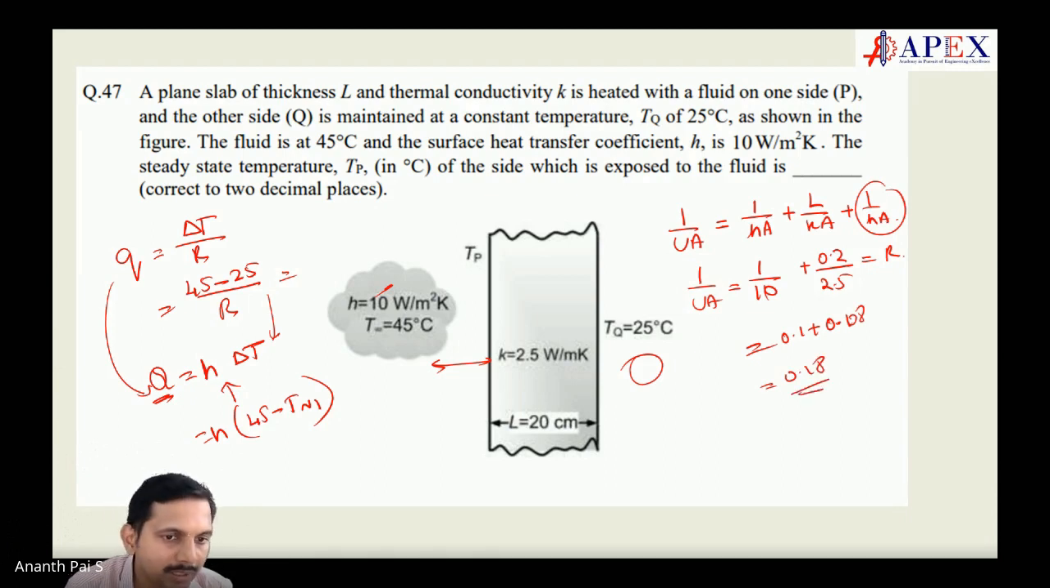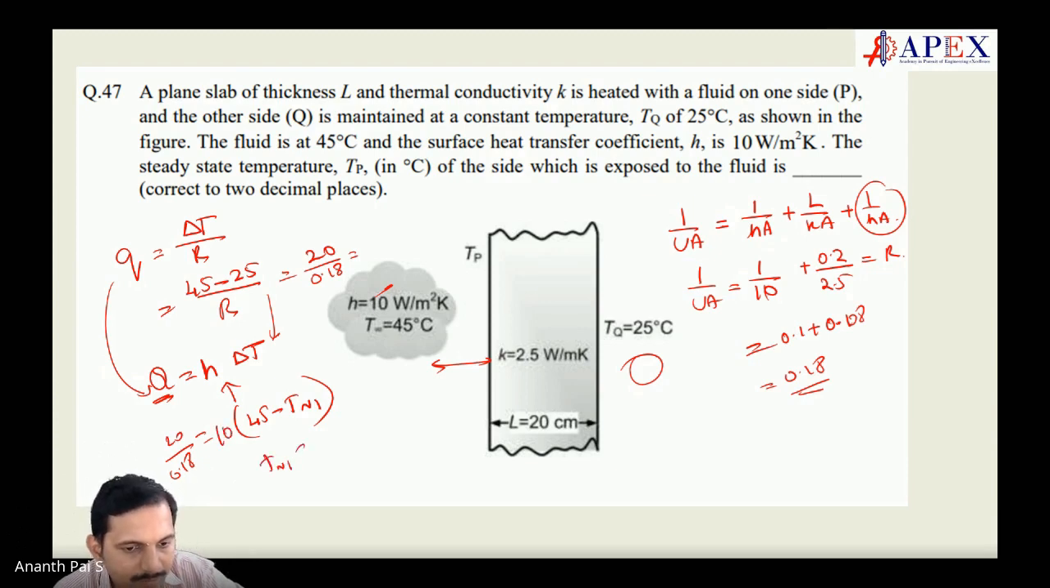You put that here. So 45 minus 25 is 20 divided by 0.18. You get Q. You apply that Q here: 20 divided by 0.18, and H is known, 10. TW1 you can take. Next one you have to do it. So we'll stop it here, students.